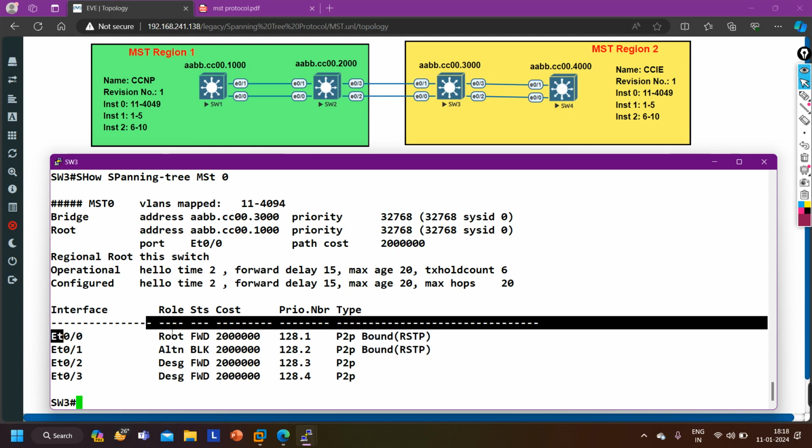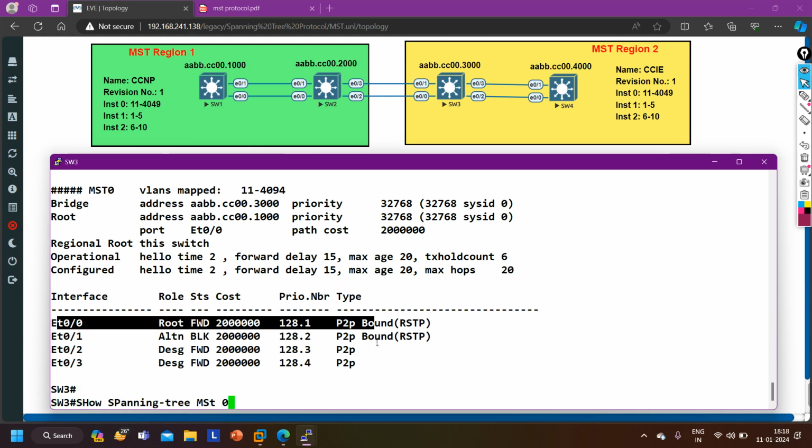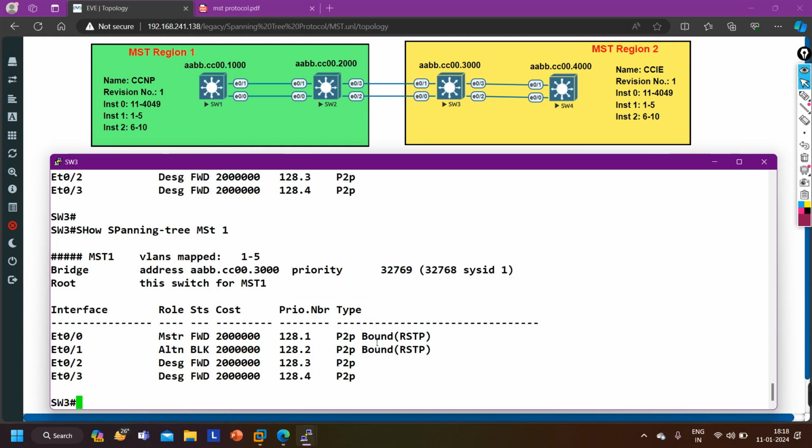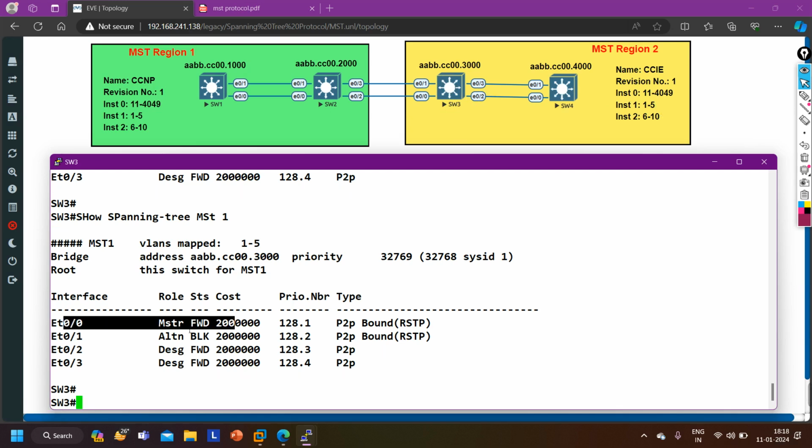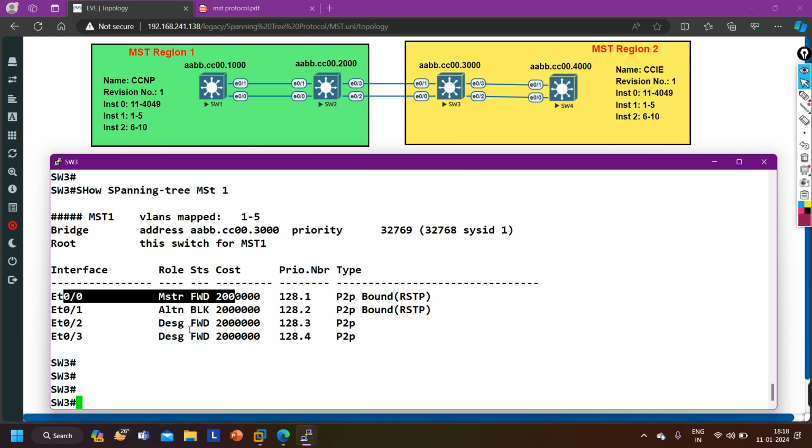What about the other instances? Like let's say for instance 1, you can see 0/0 is the master port, right? Now there is no RP port available here, right? There is no RP port for instance 1 on switch number 3, right? So whatever traffic switch 3 will receive, for VLAN 1 to 5 or VLAN 6 and beyond, it will forward from this master port. Fine guys, so this is the concept of MST inter region.